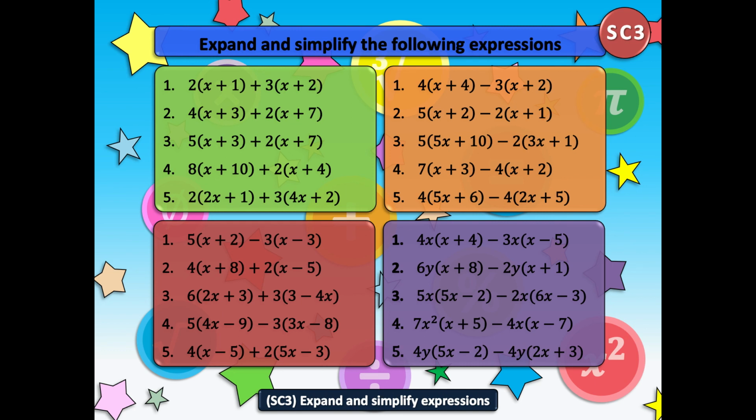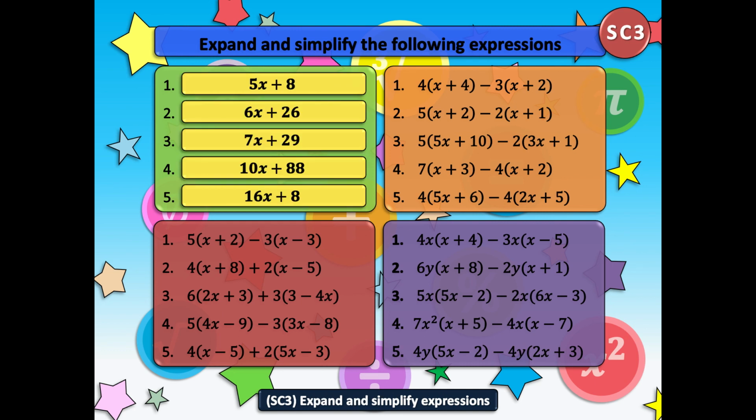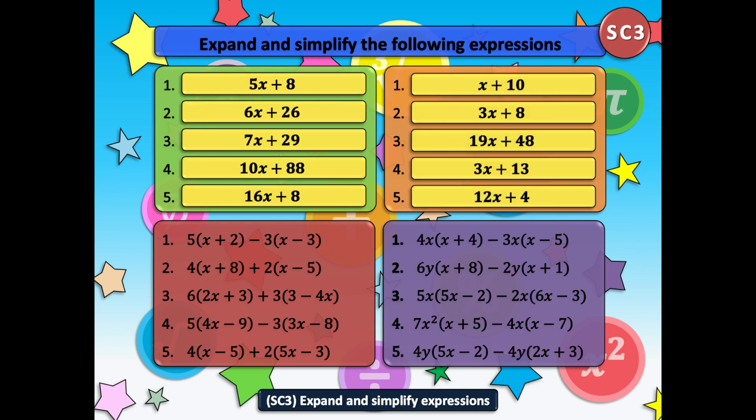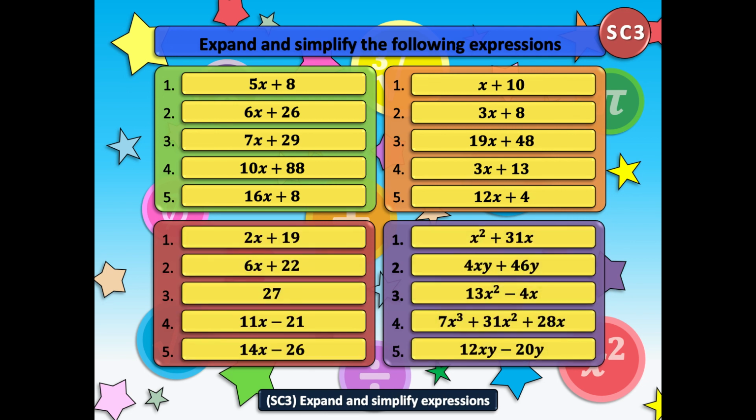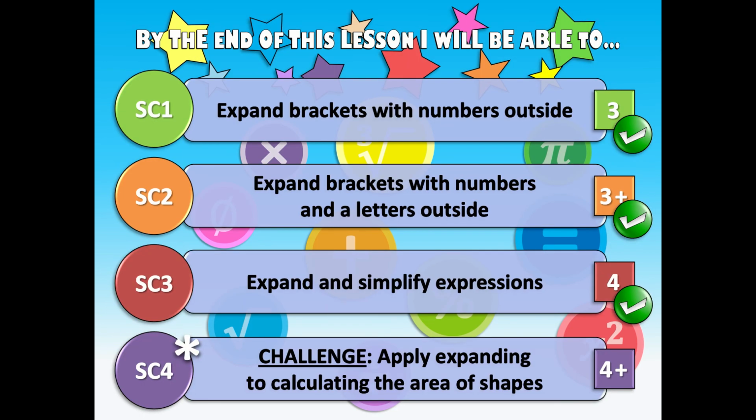Here are your answers. So there's your green answers, there's your amber answers, there's your red answers, and there's your purple answers. Now we've completed success criteria 3.